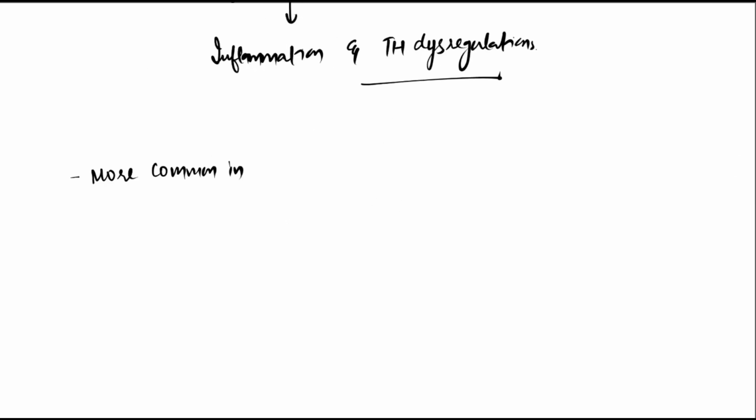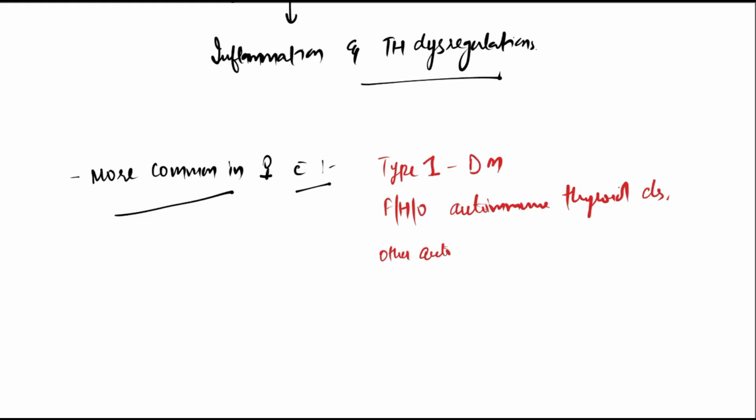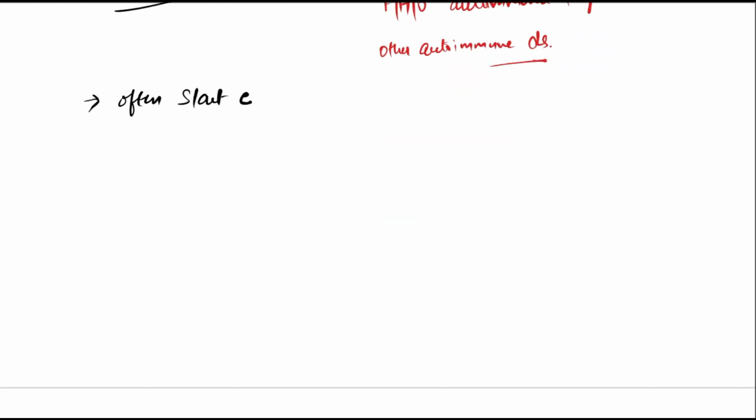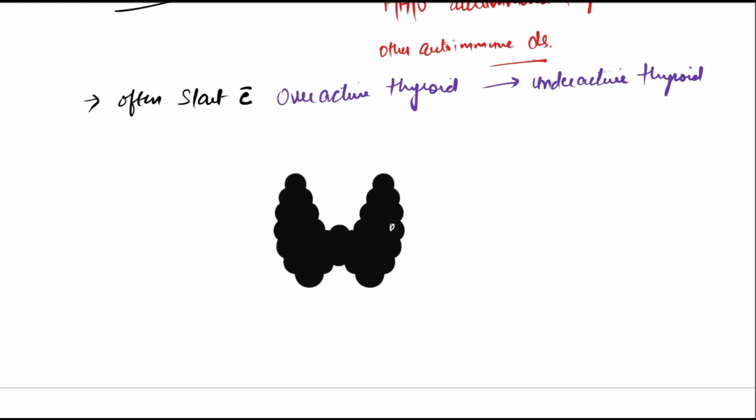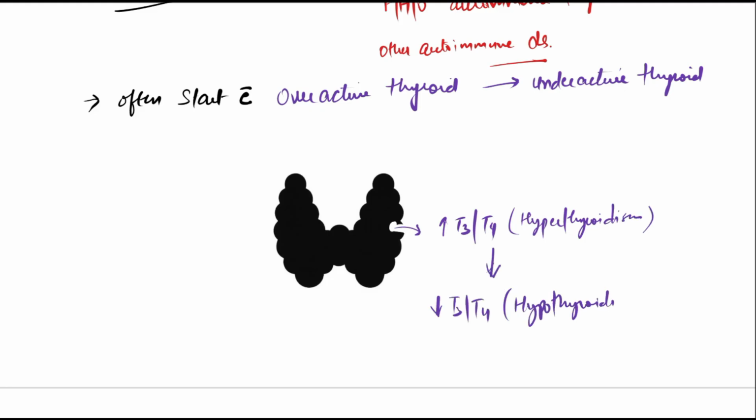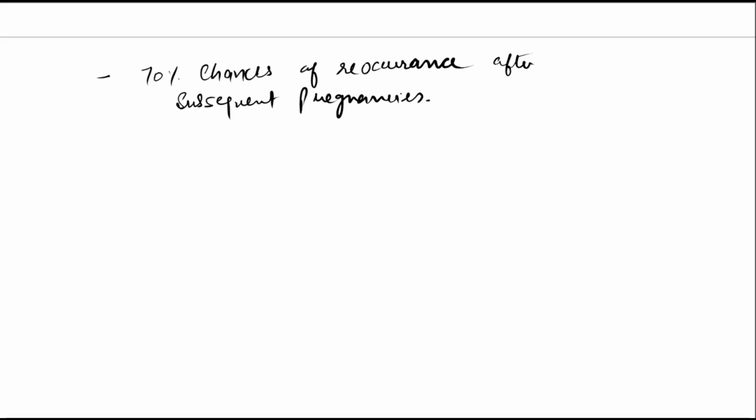It is more common in women with type 1 diabetes, family history of autoimmune thyroid problems, and other autoimmune diseases. It often starts with a brief phase of overactive thyroid gland followed by underactive thyroid gland, that is, hypothyroidism. The affected thyroid releases stored thyroid hormones, resulting in transient hyperthyroidism, often mild and undiagnosed, followed by hypothyroidism. The thyroid gland is not acutely tender. Most women recover normal thyroid function. Women in whom postpartum thyroiditis develops have 70% chance of recurrence after subsequent pregnancies.